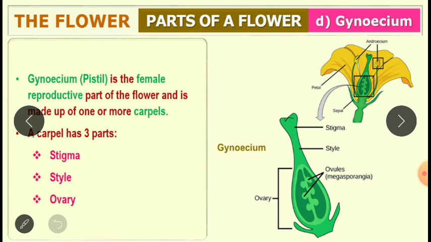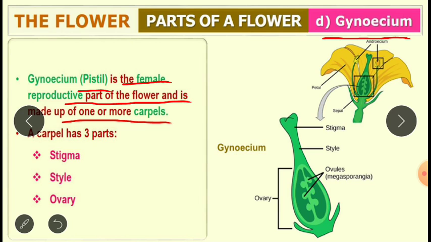Today we are starting with another important part, and that is the gynoecium. The gynoecium is the female reproductive part of the flower and is made up of one or more carpels. So what is a carpel? The gynoecium, also known as the pistil, consists of three main parts: stigma, style and ovary.